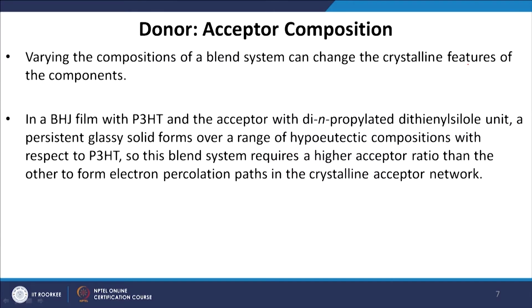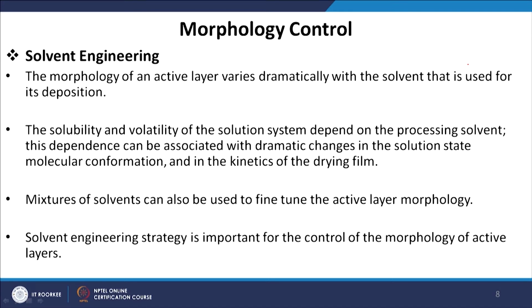So, basically how the acceptor molecule will crystallize or aggregate in the presence of the donor material can be dominated or determined by their weight ratio. In a BHJ film with P3ST and the acceptor with di-N propylated diethyl silyl unit, a persistent glassy solid forms over a range of hypoeutectic compositions with respect to P3ST. So, this blend system requires a higher acceptor ratio than the other to form electron percolation paths in the crystalline acceptor network. Second important parameter is solvent engineering.